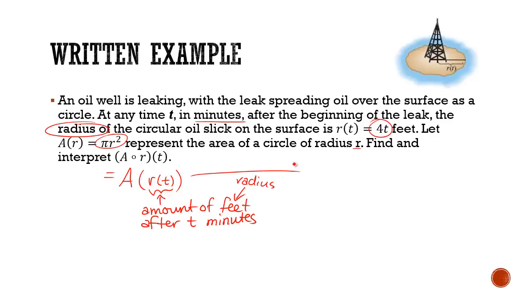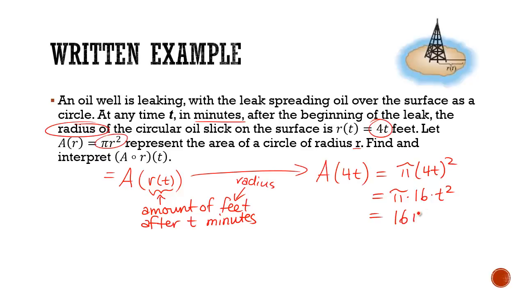So let's find that formula. Well, that'll be A of 4t, which then will be pi (4t) squared. So that's pi times 16 times t squared. That can be written as 16 pi t squared. So what does this formula represent? Well, this formula represents the area of oil after t minutes.